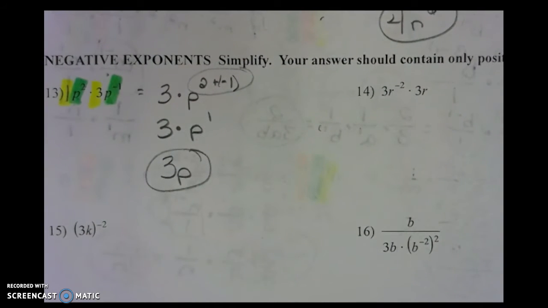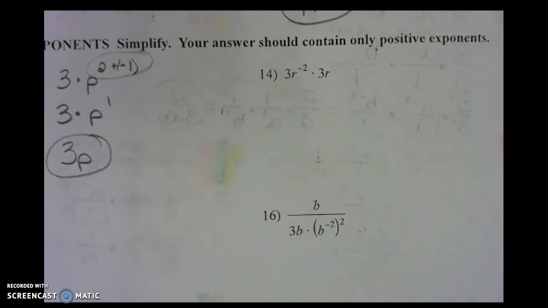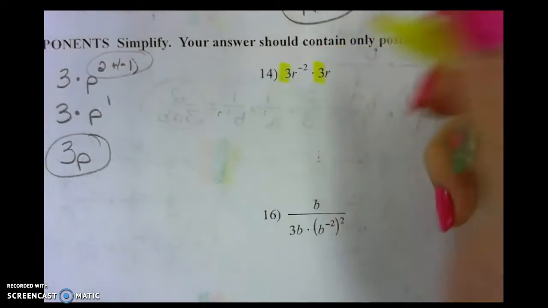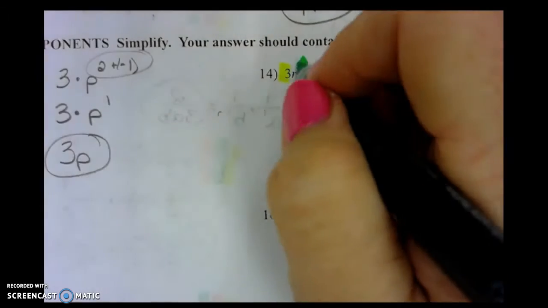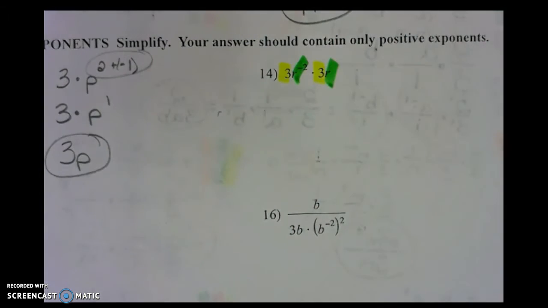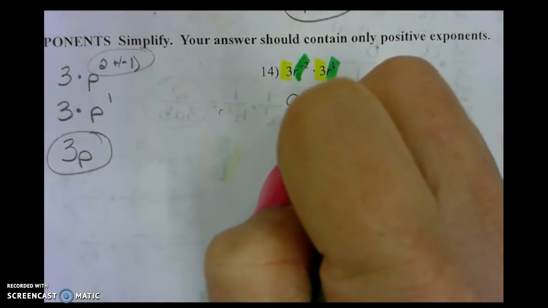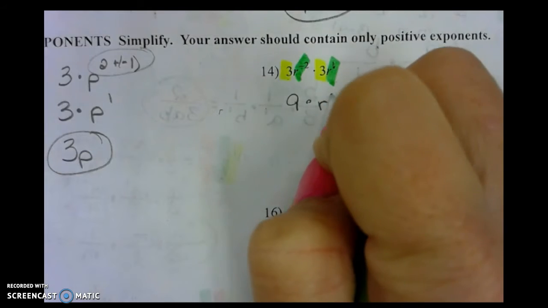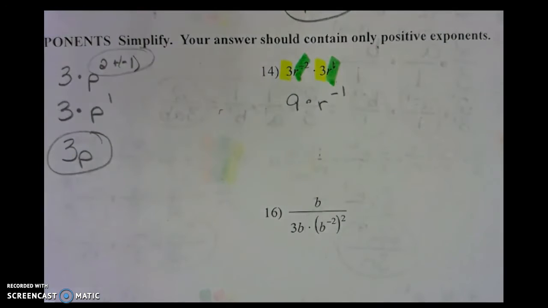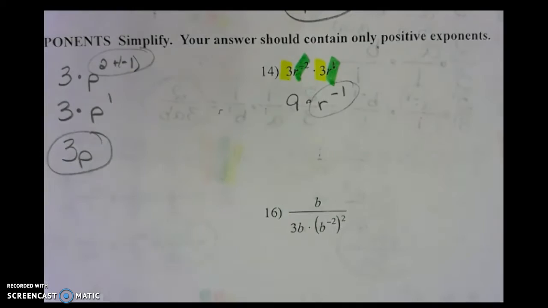Number 14, 3r to the negative 2 times 3r. I've got 3's here and here. And then I have r's. I have an r to the negative 2 and an r to the implied 1. 3 times 3 is 9. R to the negative 2 times r to the 1 is r to the negative 1. I cannot stop here because of this negative exponent.